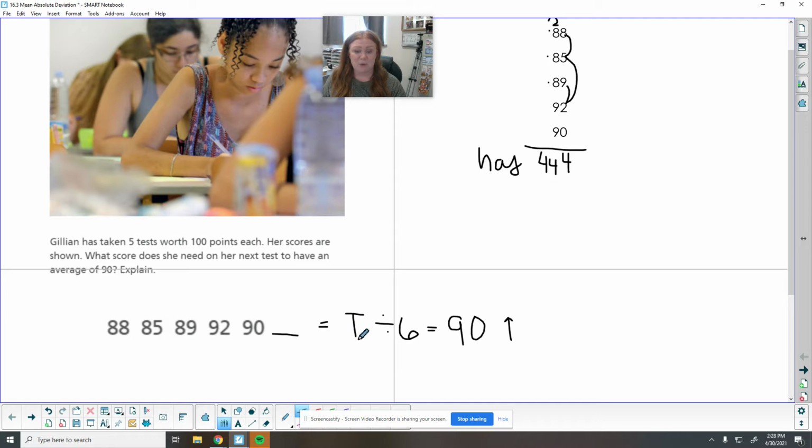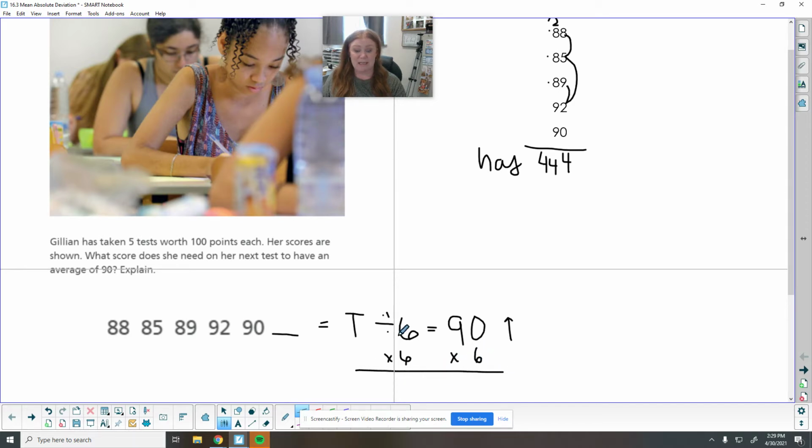Now I need to figure out, what does she need? What is this total going to be? I know she wants an average of 90. So I would add up all 6 of these scores once I knew her next test, and I would divide it by 6, and she would want her average to be 90. So we're going to work backwards and find this t by itself. So the opposite of divide by 6 is to multiply by 6 on both sides.